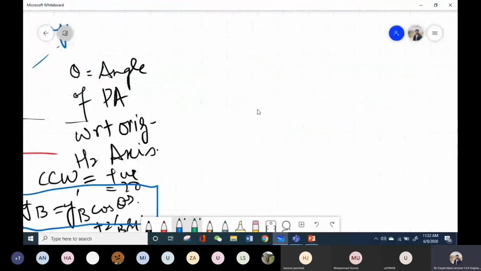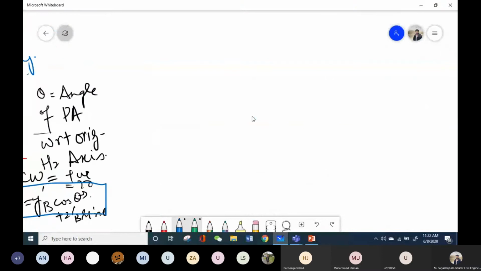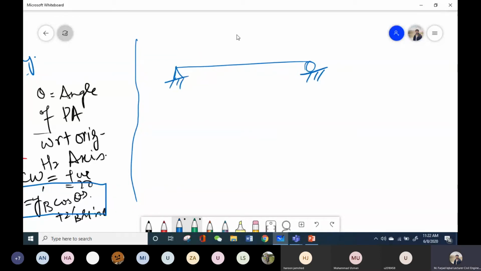So next question that many students were asking was how to calculate the maximum moment in the case of simply supported beam, and how to determine what its direction is.